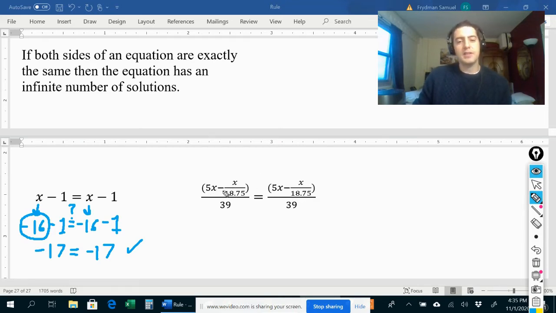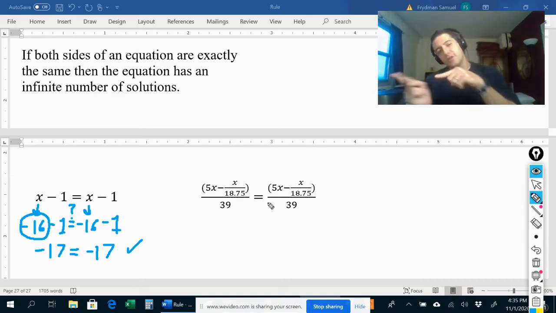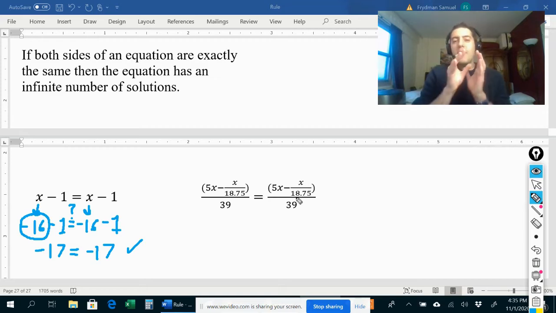I have 5x minus x over 18.75, all over 39, on the left side. And I have 5x minus x over 18.75, all over 39, on the right side. So both sides are exactly the same. So no matter what number I plug into all of these x's, my left side is going to turn out to be exactly like the right side. So this equation also has an infinite number of solutions. See, it's very easy. If both sides of an equation are exactly the same, then the equation has an infinite number of solutions. No matter what you pick, it's going to work.